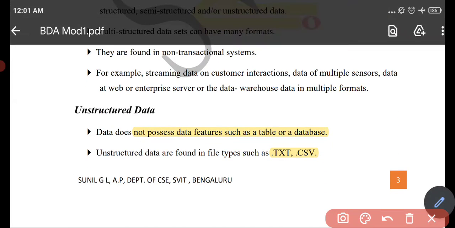And the next, we have unstructured data. It does not possess features such as tables or a database. Here, the data cannot be processed or stored in the form of a table or any such kind of data. It is not possible to store it. So unstructured data is found in the form of files such as text or .csv files. This is the unstructured data.